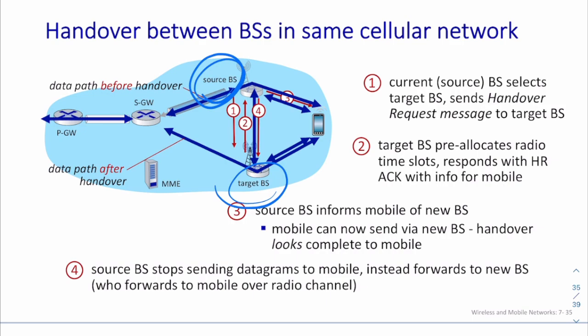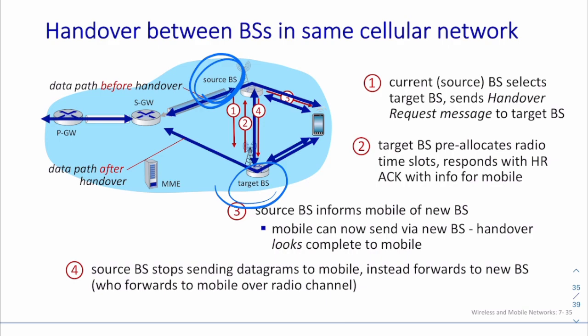So your source BS will select the target BS and send a handover request message to the target BS. So both BSs know you will leave the source and approach the target BS. After the target BS receives the handover request message from the source BS, the target BS will allocate the necessary resources, including time slot, what frequency you use, maybe code division, any resources, and will send a response back to the source BS.